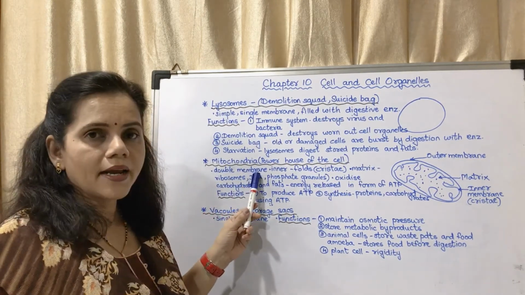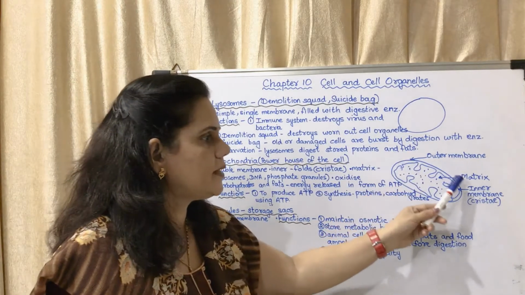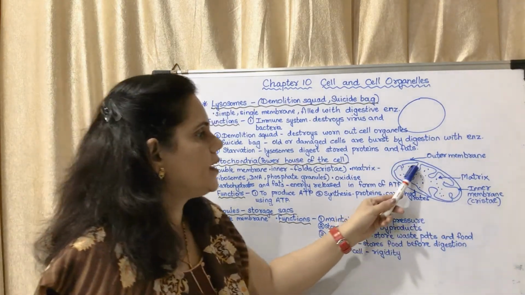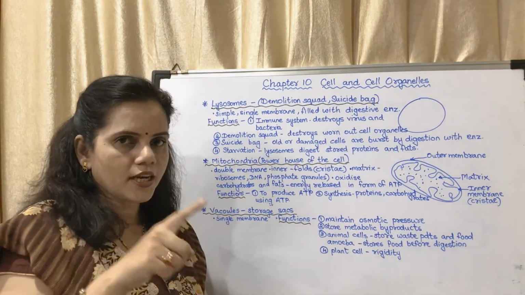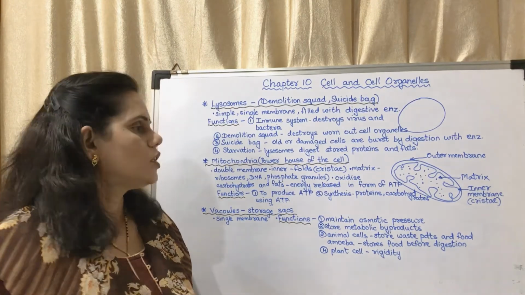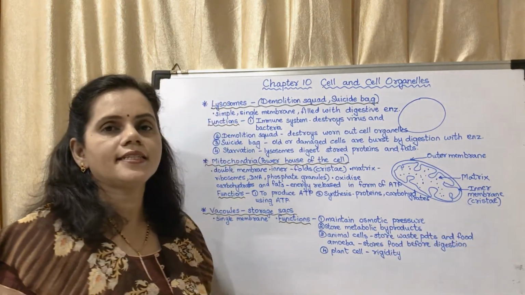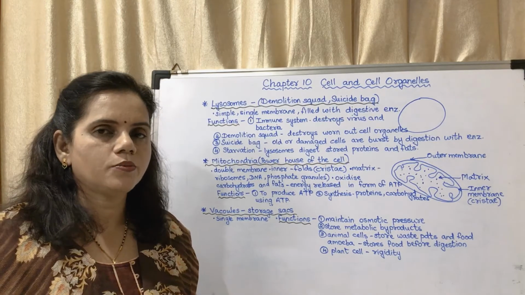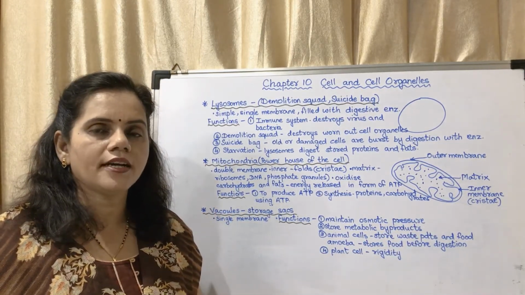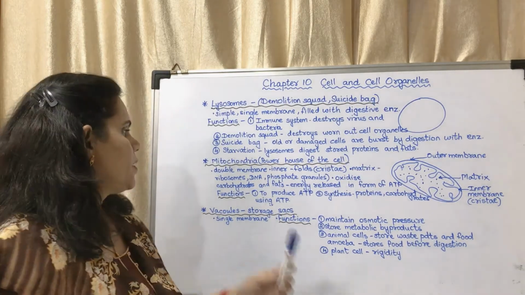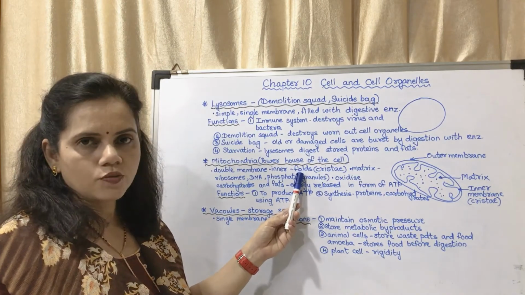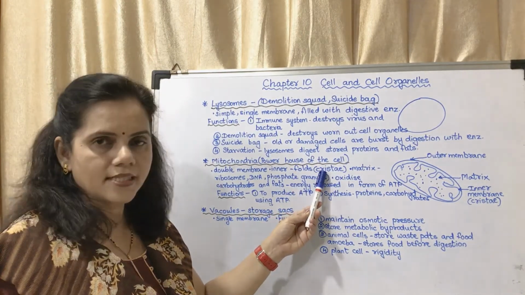It is double membraned. You may see in the diagram it has an outer membrane and an inner membrane. The inner membrane has folds like this. Those folds are called cristae. This is a very important objective question. The inner folds of the mitochondria are called cristae. So it is double membrane, and the inner membrane has folds which are called cristae.